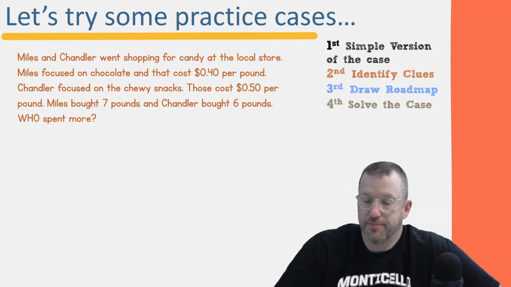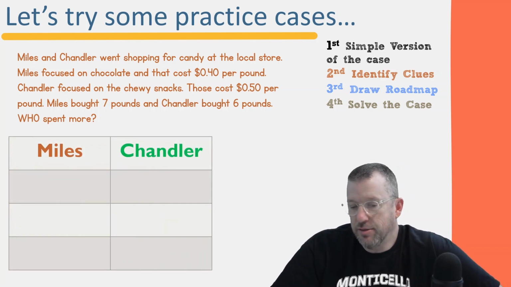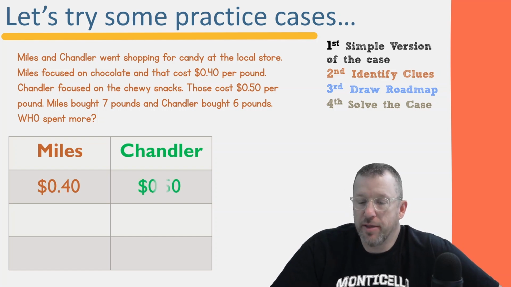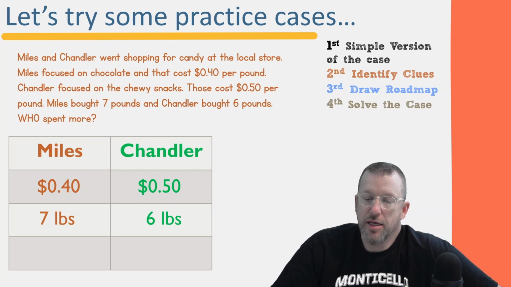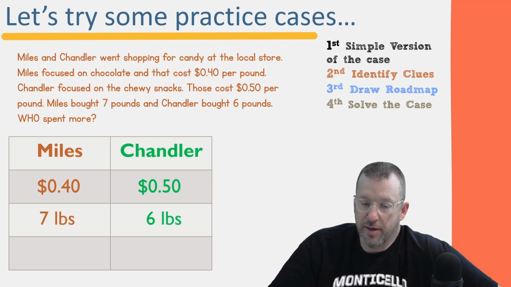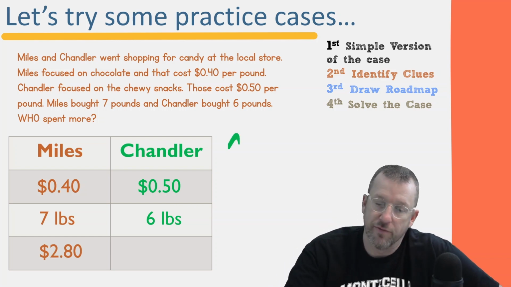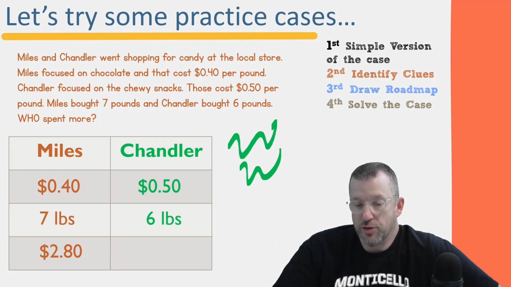So let's solve it. We have Miles and Chandler. I set myself up a nice little table. Miles' candy was 40 cents per pound. Chandler's was 50 cents per pound. Miles bought 7 pounds. Chandler bought 6 pounds. And what did we say we're going to do to those? We're going to multiply them together. So Miles at 40 cents per pound times 7 pounds is $2.80. You could do that on a calculator, or you could have solved it on your sheet of paper. Well, that's what it equals, $2.80.